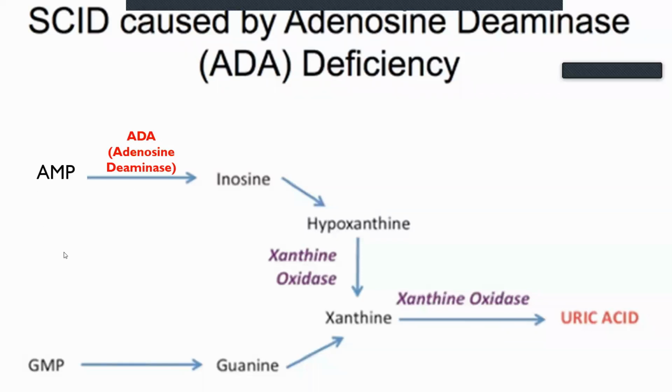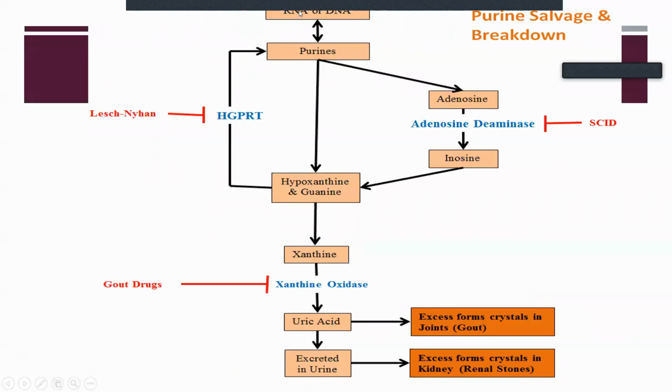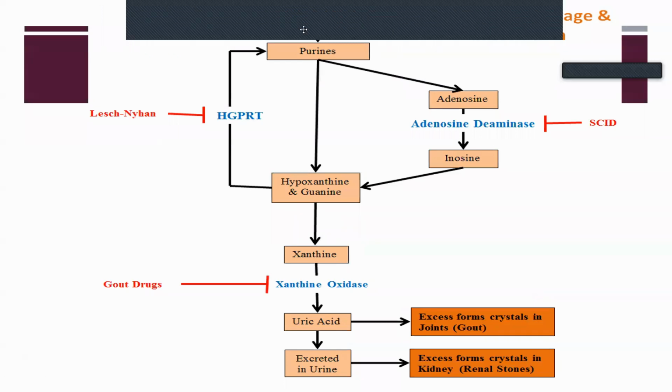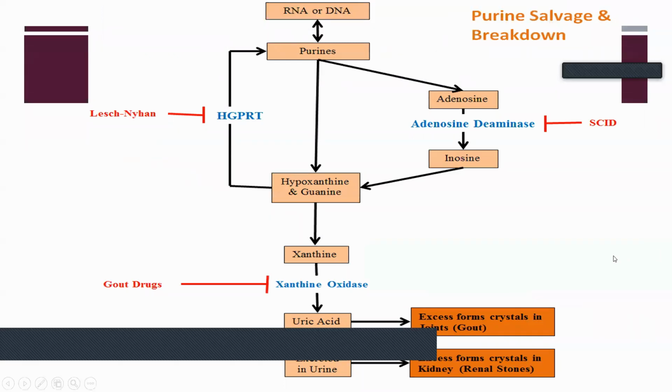So AMP is converting to inosine with the help of the enzyme adenosine deaminase. If this enzyme is deficient, then AMP will not convert to inosine. Inosine will not make hypoxanthine. Hypoxanthine will not make xanthine. So if there is a problem from here, everything ahead will be affected. So just remember this, and now we can see all these diseases together in one frame.